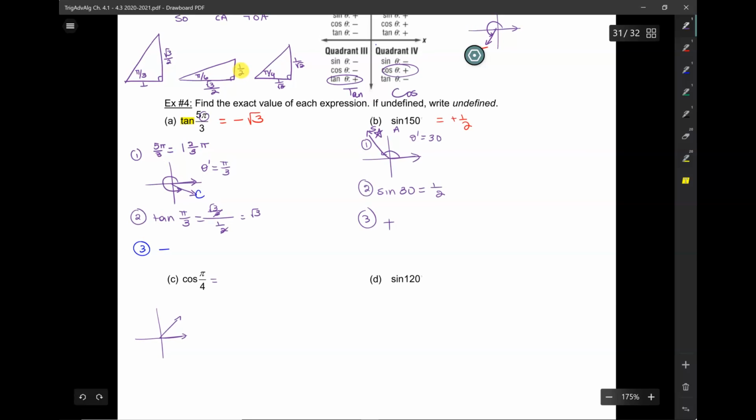So you go to the pi over 4 triangle, and cosine is the adjacent side. For the pi over 4, that is 1 over root 2. So that's just 1 over root 2. Because in the first quadrant everything is positive, you just leave it as positive 1 over root 2.